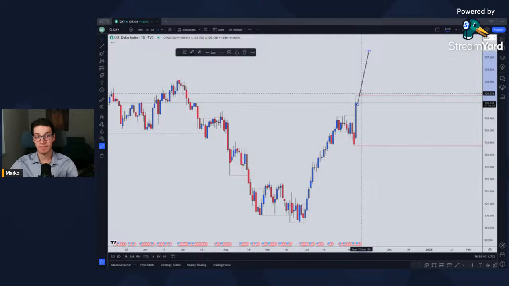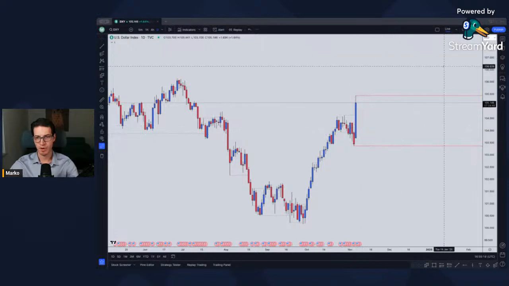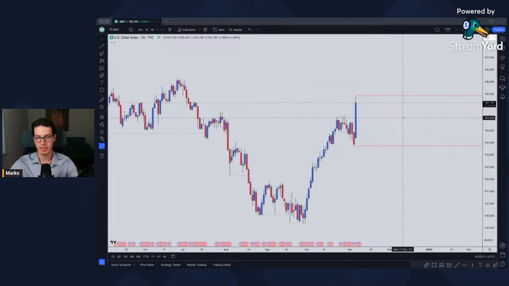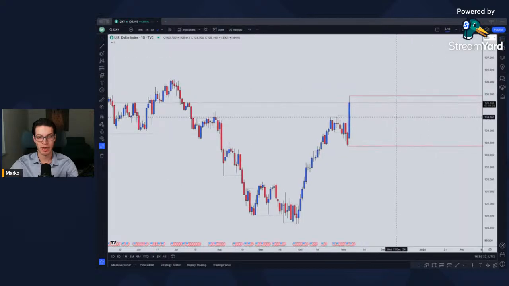But if the Fed interest rate decision comes bullish for the dollar, I would expect the DXY to go up. This chart represents the strength of the US dollar. I would expect this to go up. That means all of our dollar pairs will trend down. That means a massive drop on all of our dollar pairs, which is awesome. That's amazing for me as a trend trader.